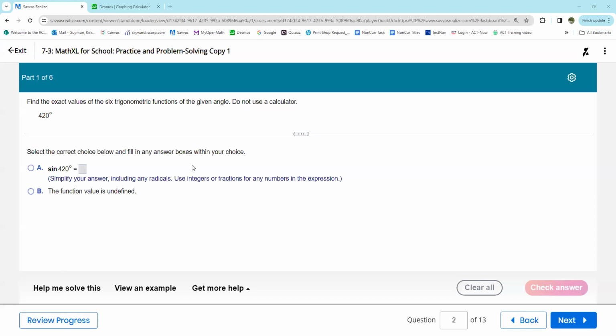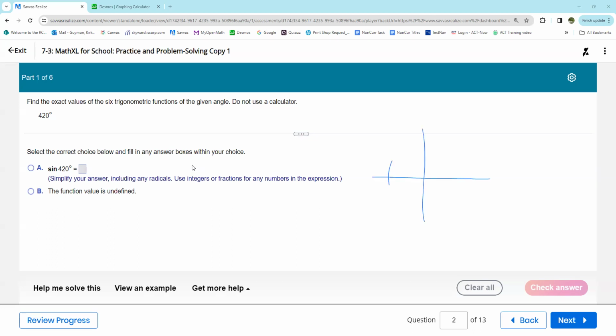Here we are, Savas Algebra 2, lesson 7-3, the second problem I've asked you to do. Find the exact values of the 6 trigonometric functions of the given angle. So 420 degrees, 420 degrees.